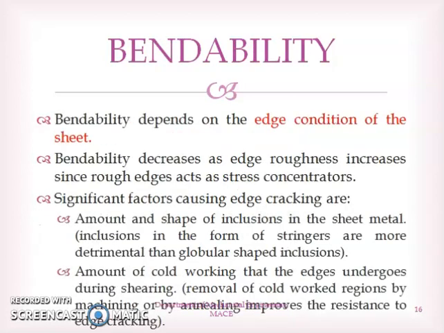Bendability is a very important factor that you have to consider in bending, because we need it for successfully bending a metal sheet without cracking. Bendability depends on various things like the edge condition of the sheet. The bendability will decrease as the roughness increases. The significant factors causing edge cracking are the amount and shape of inclusions in the material and the amount of cold working that the edges undergo during the shearing operation.